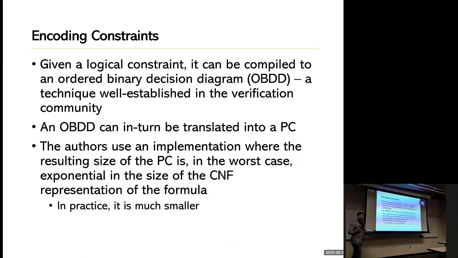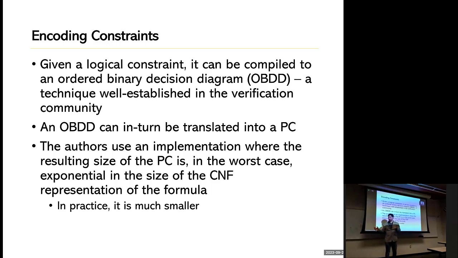Okay, so we got function Q. Well, what about C? Well, given a logical constraint, it can be compiled into an ordered binary decision diagram. Now, this is something that's common in the verification community, where you've got something like an MDP or a Kripke structure representing a process, and you have a formula, usually in a temporal logic, like LTL or CTL.